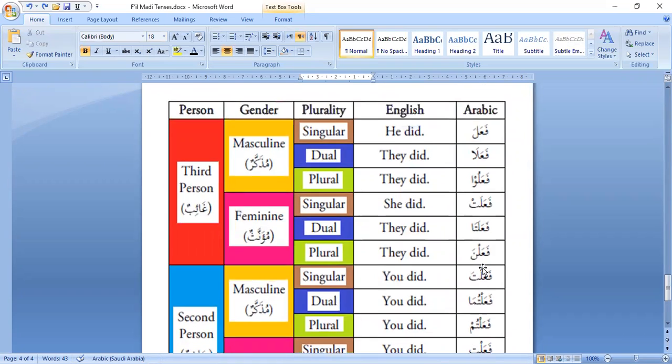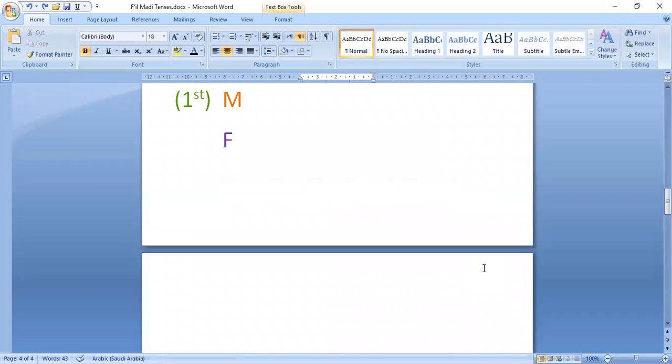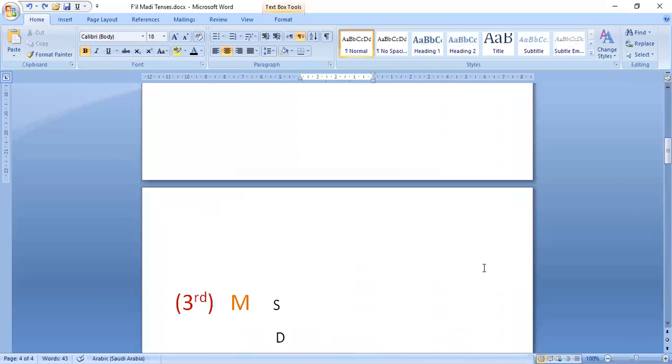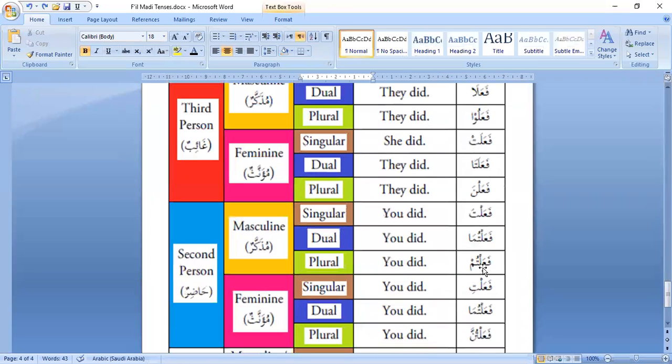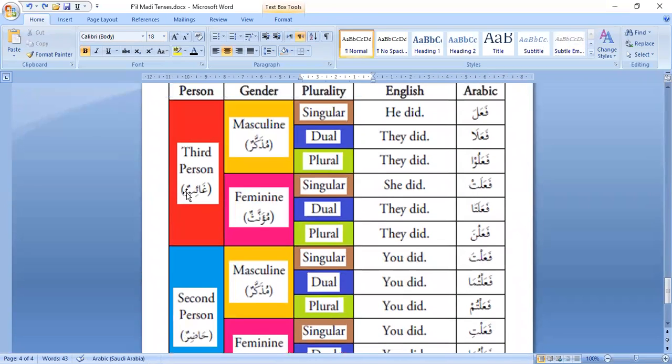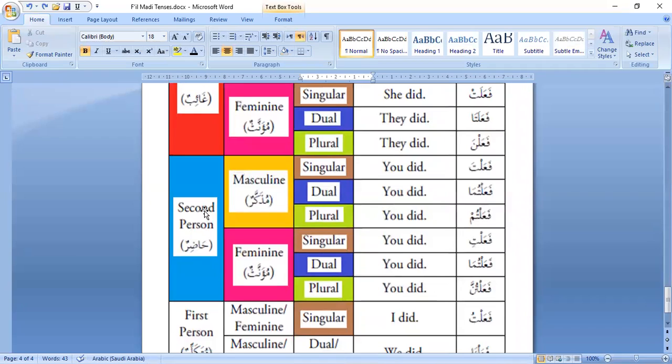Okay, so does everyone understand? The main thing with this presentation is that you can understand the structure: that first you go through third person masculine, singular, dual, plural, then third person feminine, singular, dual, plural, second person masculine, and so on. Does everyone understand that?